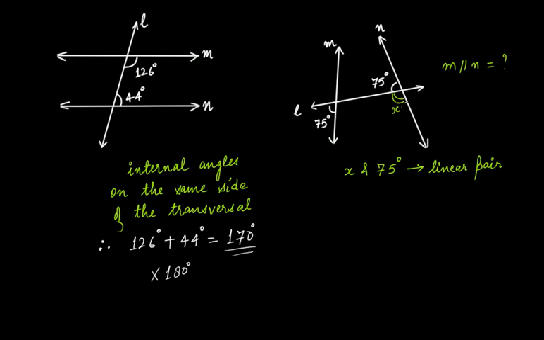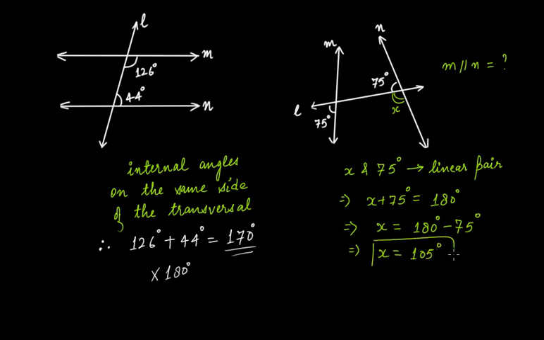So if these two adjacent angles are a linear pair, therefore X plus 75 degree will be equal to 180 degree. It means that X is equal to 180 degree minus 75 degree. It gives you X is equal to 105 degree. Now if X is equal to 105 degree, let me write it here.